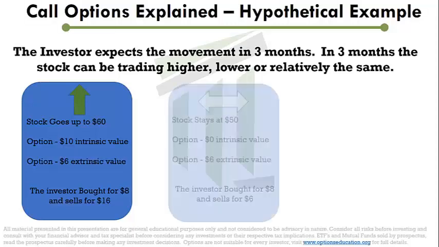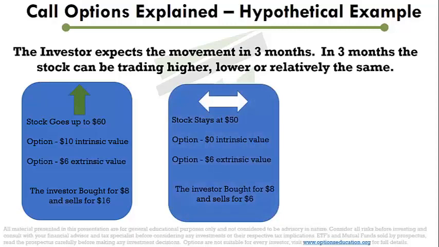Well, what if the stock stays at 50? Well, if the stock stays at 50, then you're going to have $0 of intrinsic value. In this case, the security will have lost some time, and so the extrinsic value will have dropped. So what the investor bought for 8, he may now sell for 6.